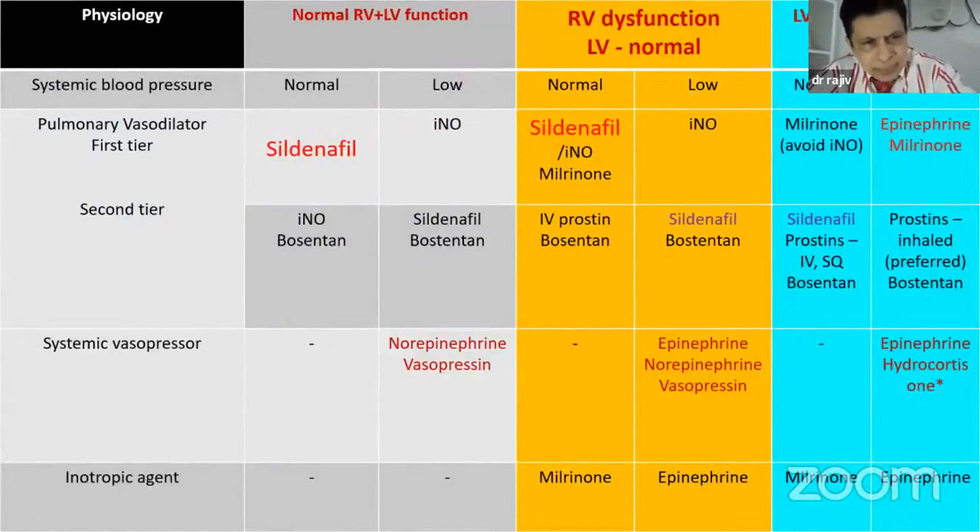So the various combinations are there in this slide. If you have normal RV and LV function, of course, then sildenafil, nitric oxide, all will work. Systemic thing, epinephrine, vasopressin. RV dysfunction, you have to be careful. LV is normal. You have the combinations here. Okay. And LV dysfunction and RV dysfunction, then of course, milrinone, provided you maintain the blood pressure.